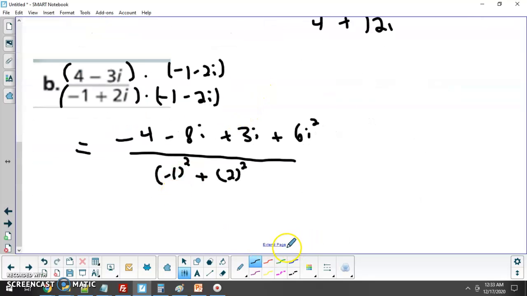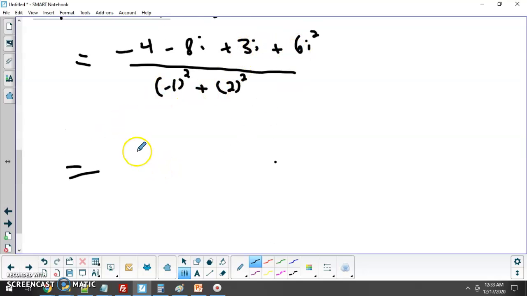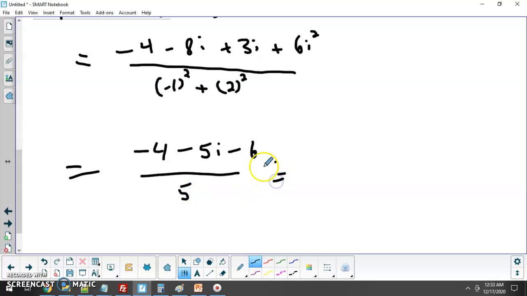Let's clean up the top a bit. Combine like terms. We have negative 4. Combine these middle two, that's minus 5i. 6i squared becomes minus 6, because i squared is negative 1, times 6 is negative 6. On the bottom you'd have 1 plus 4, it's 5. And now combine negative 6 and negative 4, which makes negative 10. So you have negative 10 minus 5i all over 5.